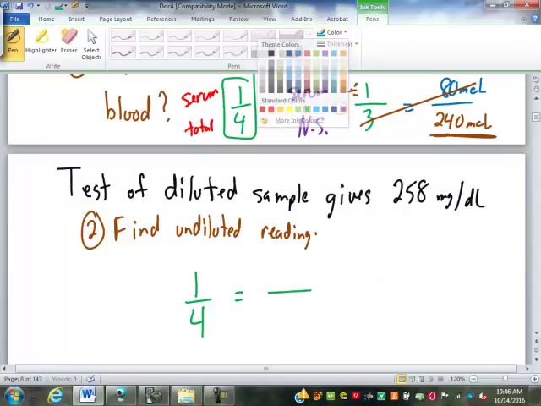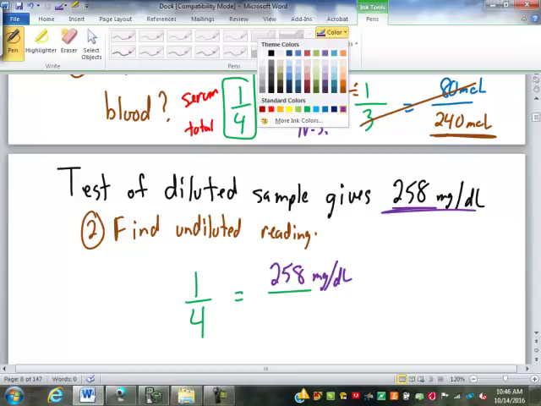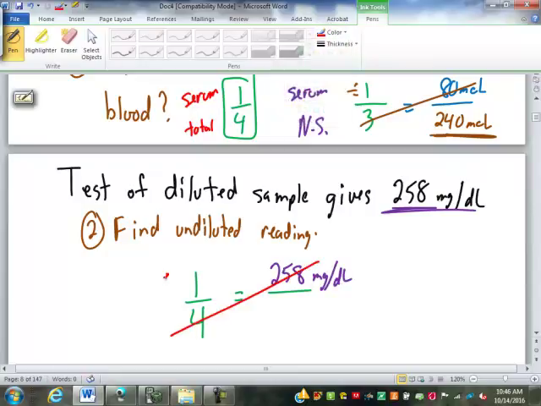Now the 258 is the diluted number. It is the smaller of the two numbers. The undiluted number should be larger, right? So that's telling us that the 258 has to go with the smaller number. So that's going to go with the 1. And then we will cross multiply and divide, which will give us 1,032 milligrams per deciliter. Does that make sense?